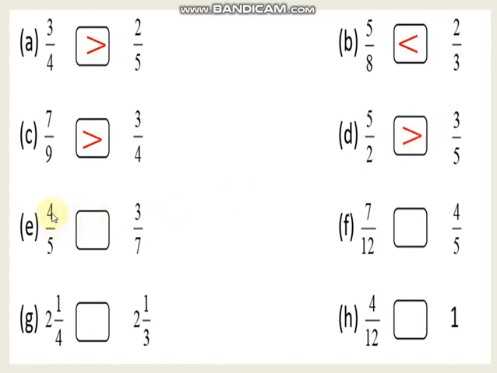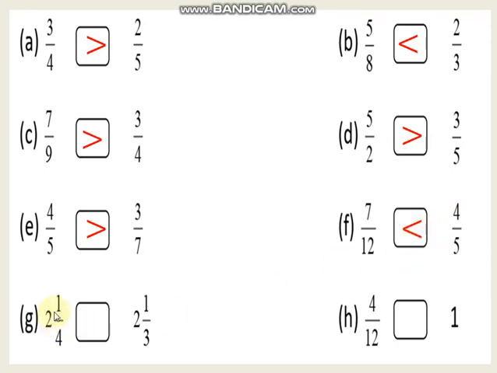Letter E, 4 over 5 or 3 over 7. 5 times 3 equals 15. 7 times 4 equals 28. 28 is greater than 15. So 4 over 5 is greater than 3 over 7. Letter F, 7 over 12 or 4 over 5. 12 times 4 equals 48. 5 times 7 equals 35. 48 is greater than 35. So 4 over 5 is greater than 7 over 12.